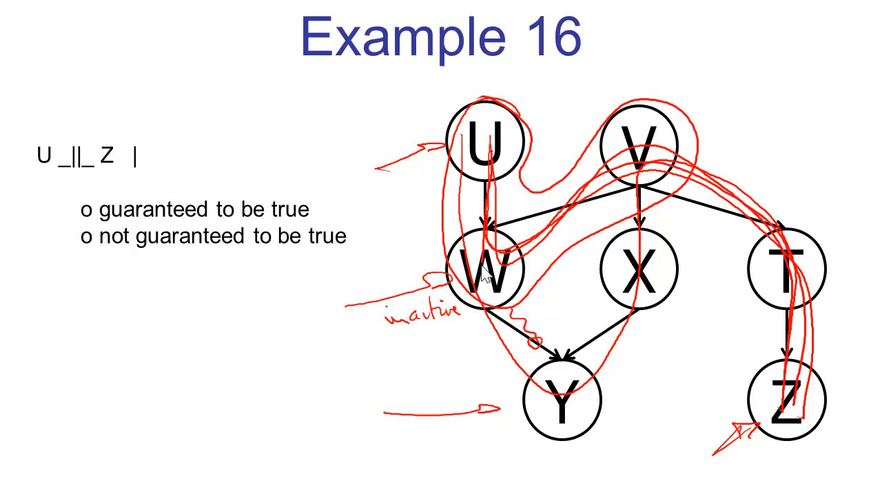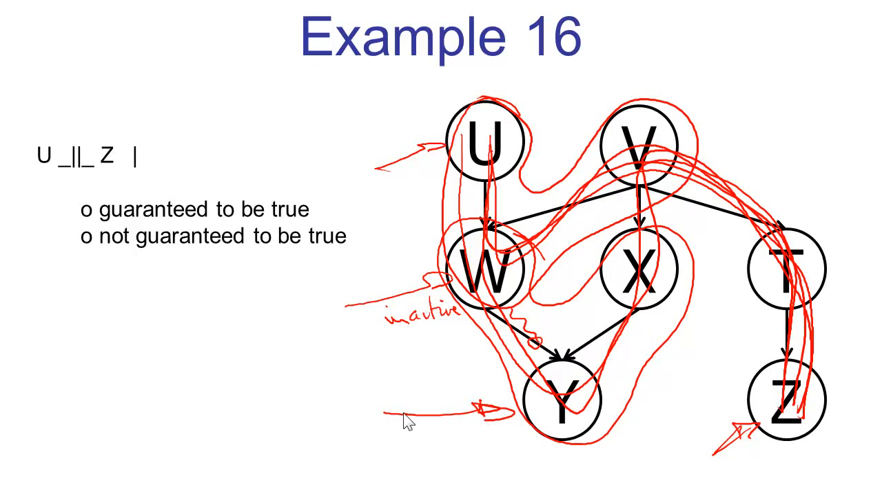Let's verify the second path now. Well, the first triple I'm going to check along that path is the WYX triple. That's a V structure. The middle node is unobserved. None of its descendants are observed, so this V structure is inactive, making the entire path inactive. So both paths are inactive, so we can guarantee the independence is true.